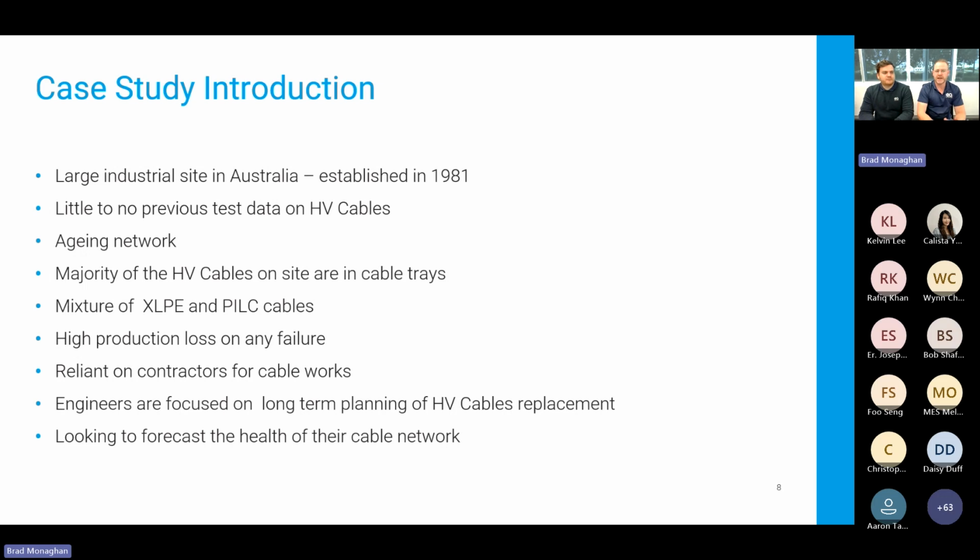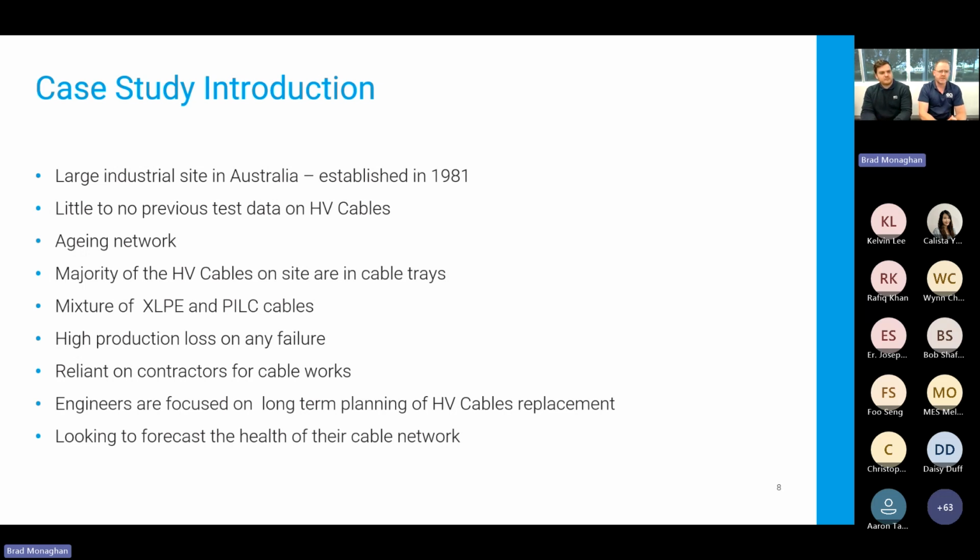If any of these cables fail, they generally have a high production loss on the output of their facility. So keeping these cables in service is critical financially and reputation-wise and all those types of things. They rely on contractors to conduct their cable works, the physical works to the cables, the building of them, the maintenance on them, and if any failures happen, fixing them as well.